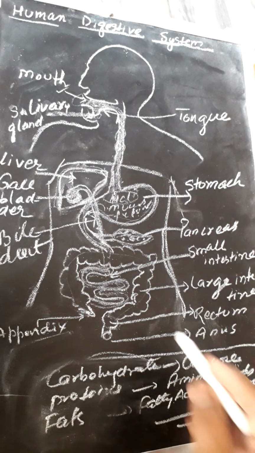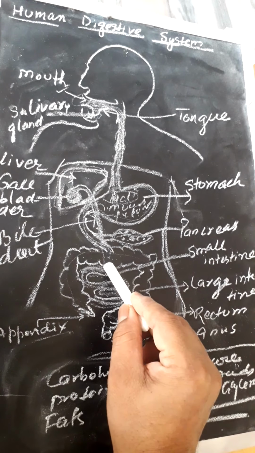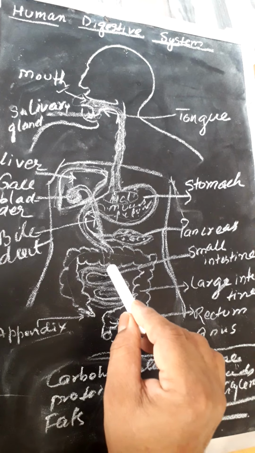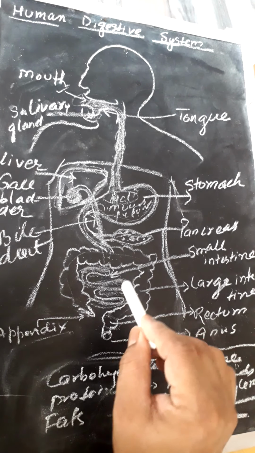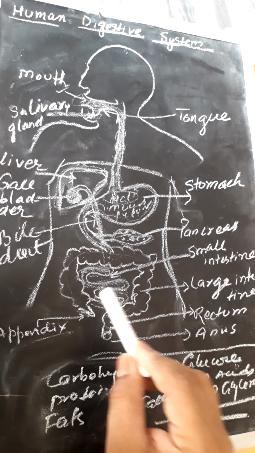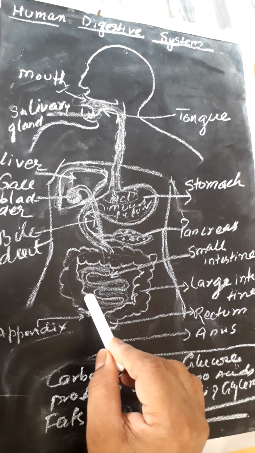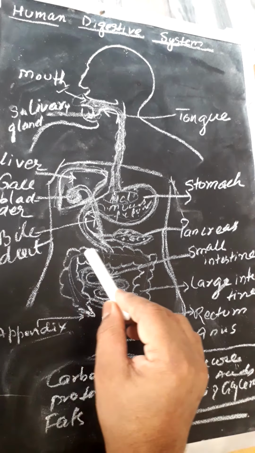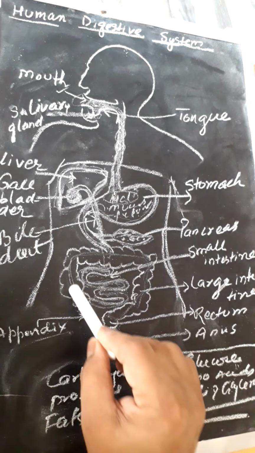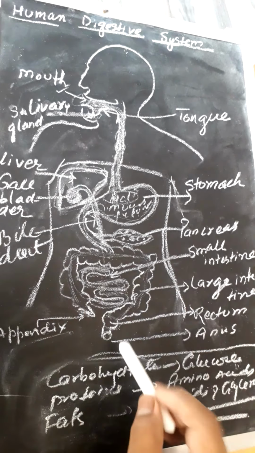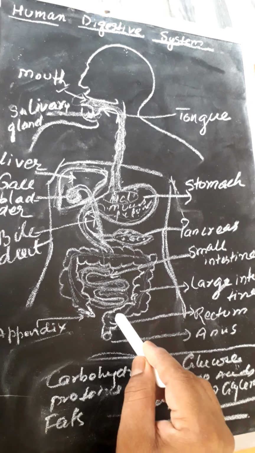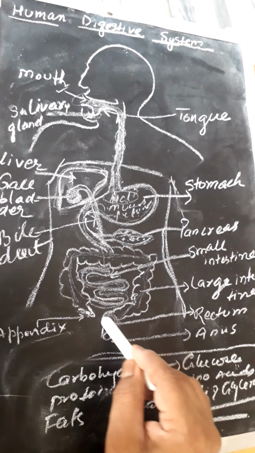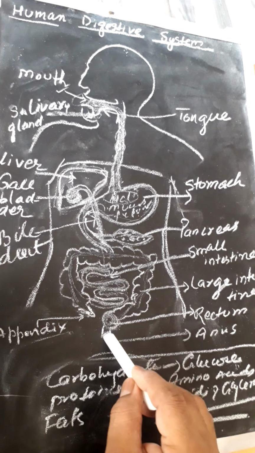Now, digestion of food has been completed here. Also, absorption of digested food has taken place here. Now, the undigested food along with water passes into this large intestine. In the large intestine, most of the water is absorbed with the help of villi here. The undigested food is temporarily stored here in the rectum for some time and finally removed out of the body through the anus.